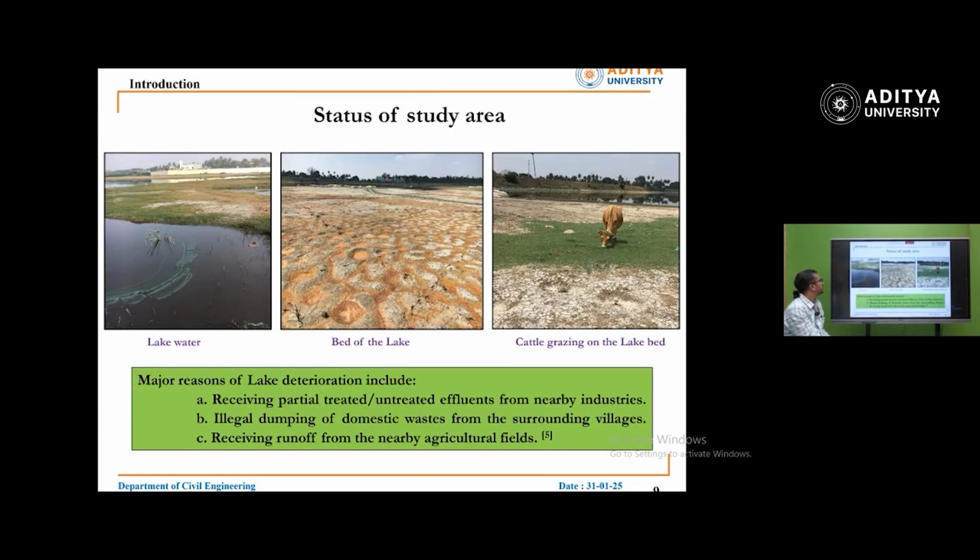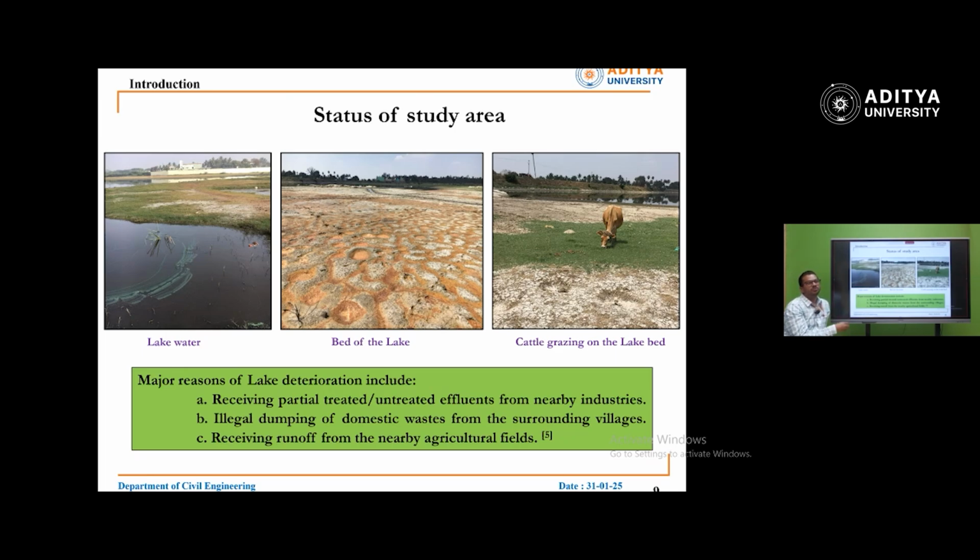So this is the status of the study area. This is the lake water. This is how the bed of the lake looks when it is exposed to the atmosphere, that means when the water level is comparatively low. And as you can see in the last picture, cattle are grazing in the same lake bed area. These are the major reasons for lake deterioration, that is, degrading the quality of the lake: receiving partially treated and untreated effluents, and illegal dumping of waste.